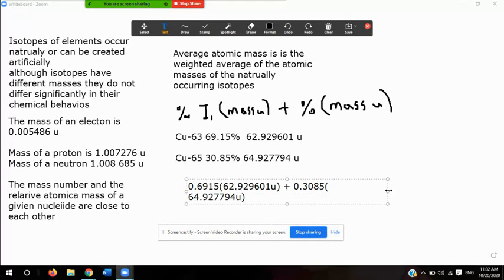Basically, what you're going to do here is multiply 0.6915 times 62.929601, and add that result to the result of 0.3085 times 64.927794, and the answer would be 63.55 units.